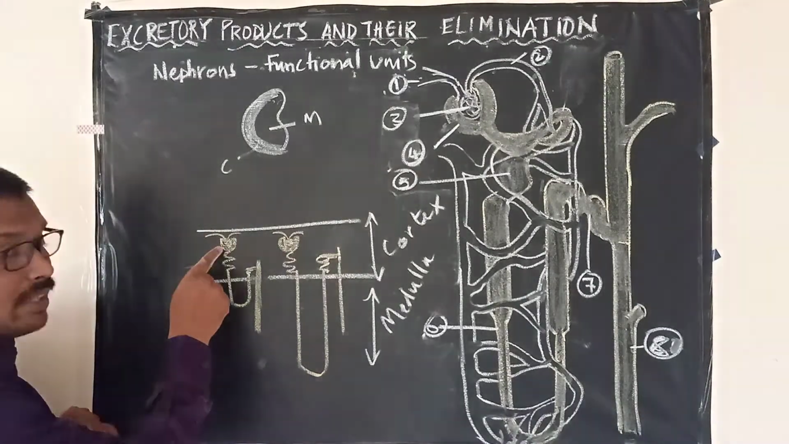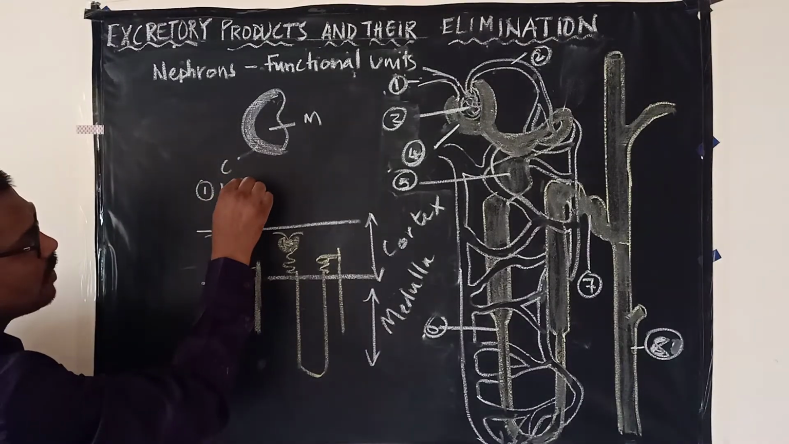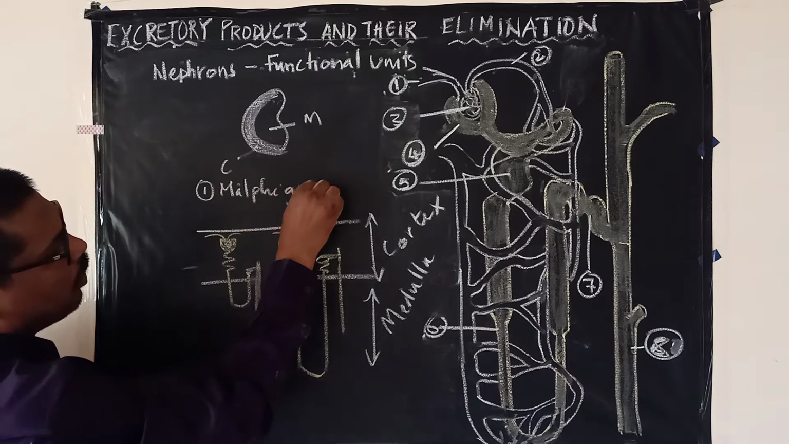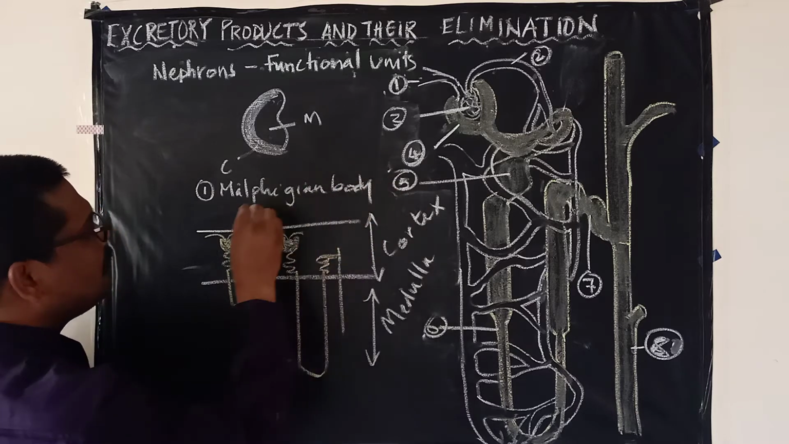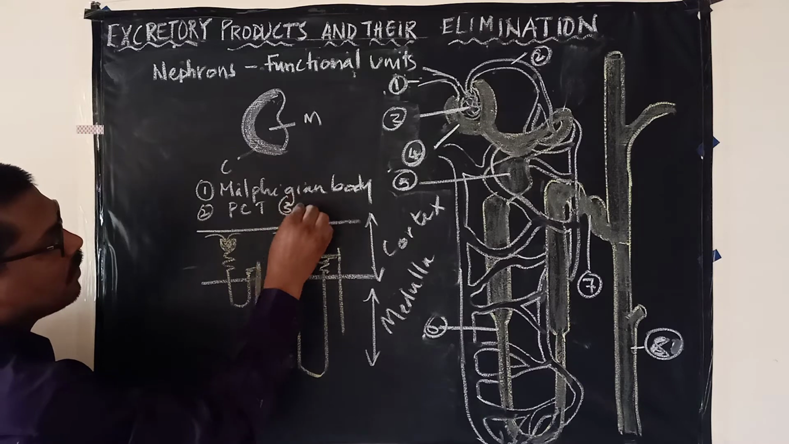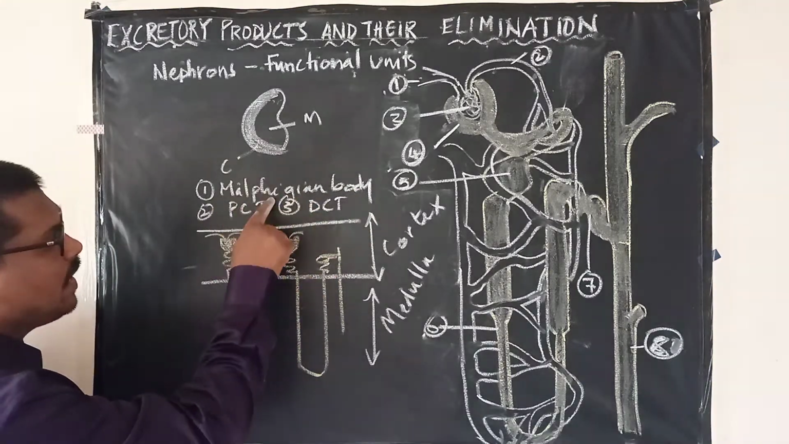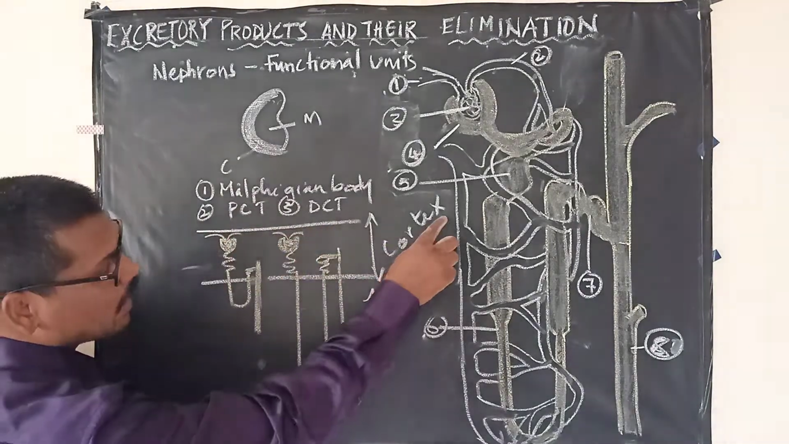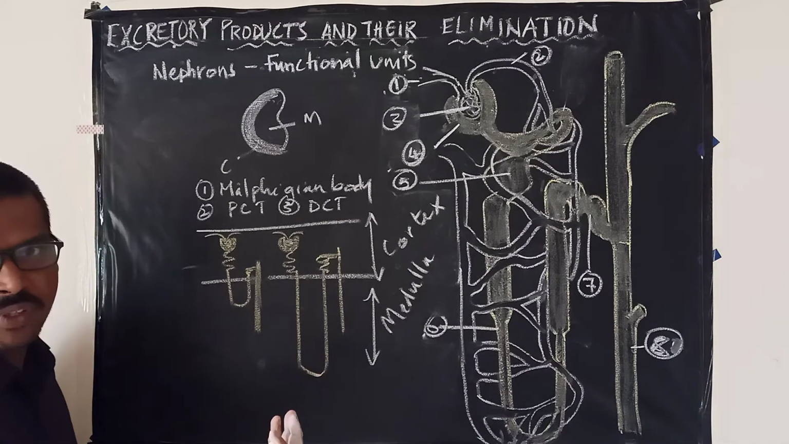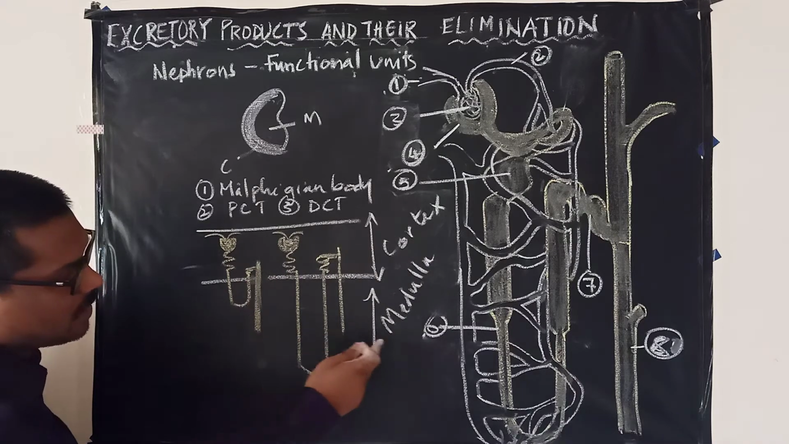So here, one is the Malpighian body. Then the second one is the proximal convoluted tubule. Then the third one is the distal convoluted tubule. All these, if you are seeing clearly, are present in the cortex region. And what is left over? The Henle's loop, and of course the collecting duct also, which are there deep inside in the medulla.